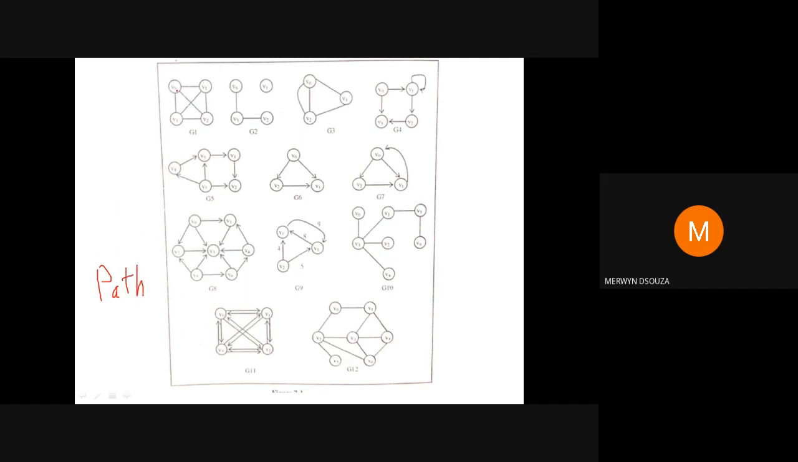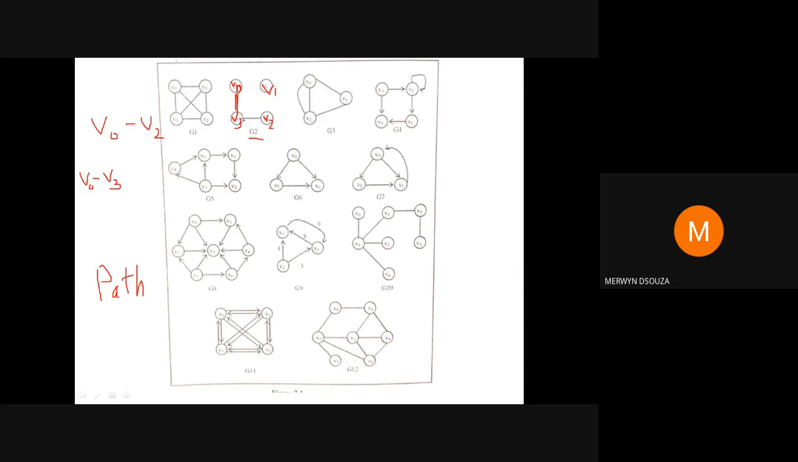Suppose I'm asking you for a path. Let's take this example of G2. Here is V0, there is V3 here, there is V2 here, and there is V1 here. If I ask what is the path from V0 to V2, V0 will be the source. You will find the adjacent vertex to V0. There should be an edge connecting V0. The adjacent vertex is V3.